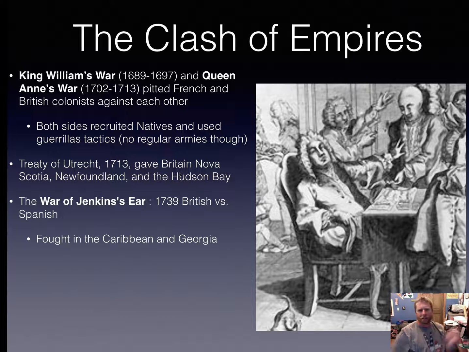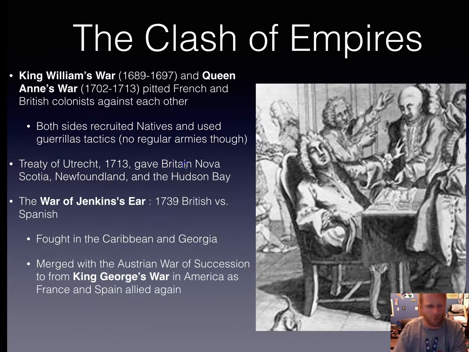So they sent an ear to the king, and the king said, "Oh, no, you don't. You don't send me an ear. Can you hear that? Can you hear that, Spain? We're coming to get you." Which merged into a larger conflict in Europe with the Austrian War of Succession to form King George's War in America, as France and Spain allied again, these two Catholic countries fighting together.